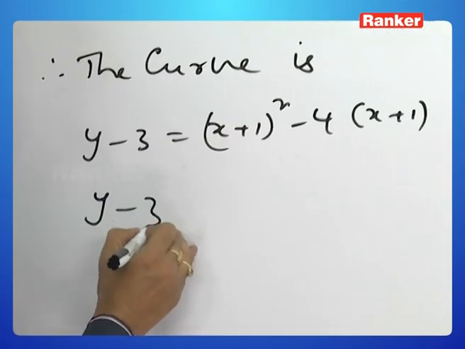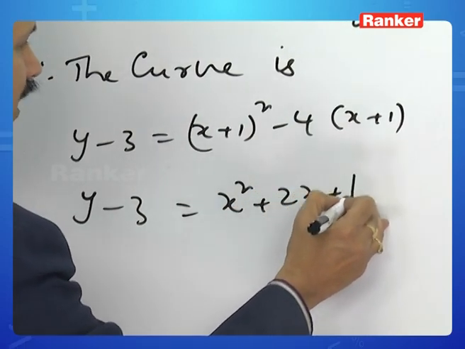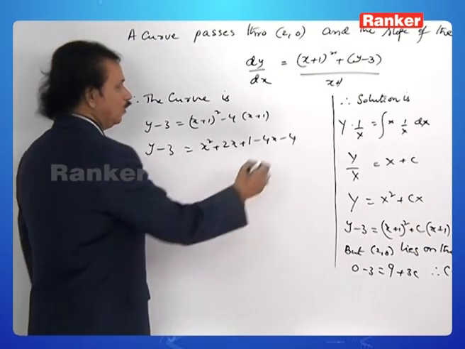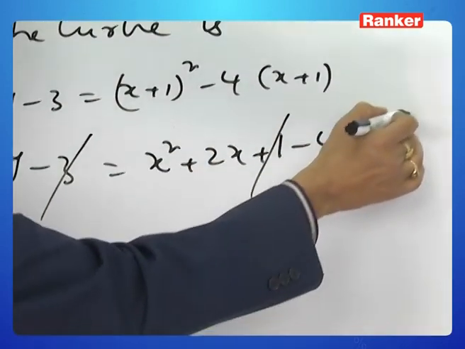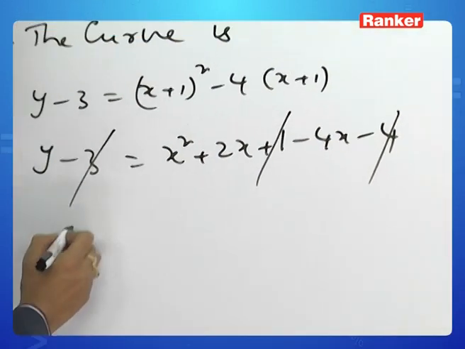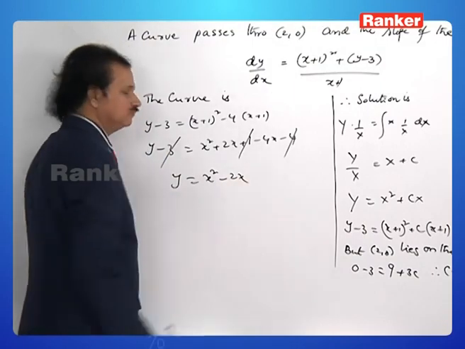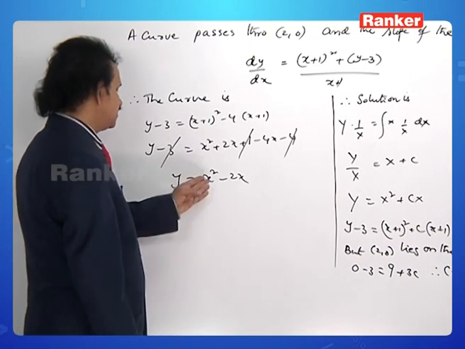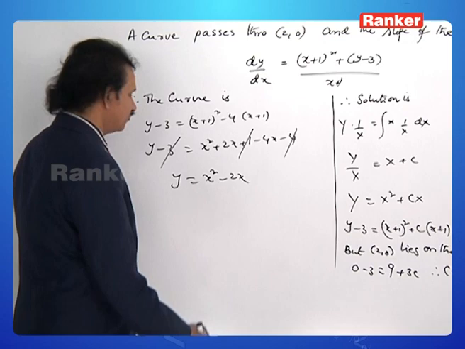Therefore, y minus 3 is equal to x square plus 2x plus 1 minus 4x minus 4. What is minus 4 plus 1? Minus 3. Minus 3 and minus 3 will go away. So, y is equal to x square minus 2x is the curve. And we know that it is a parabola which meets x-axis at 0 and 2.